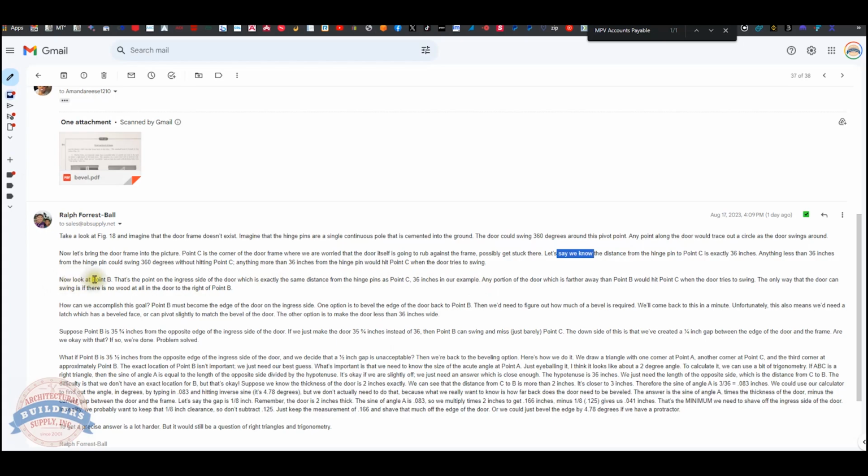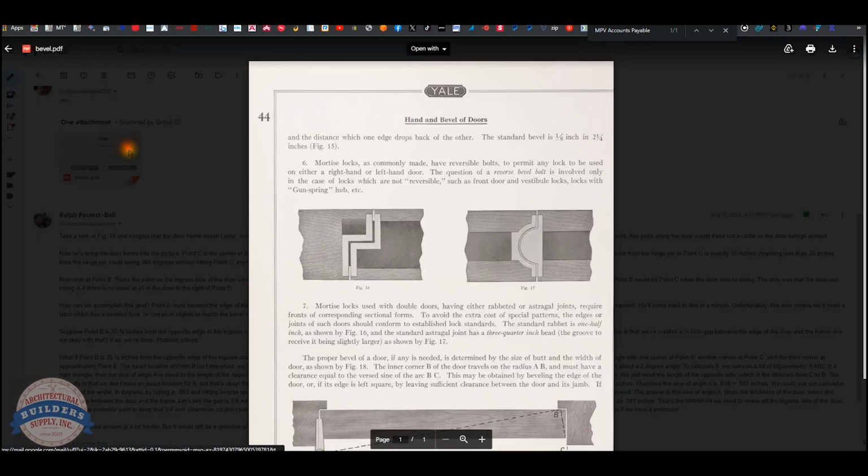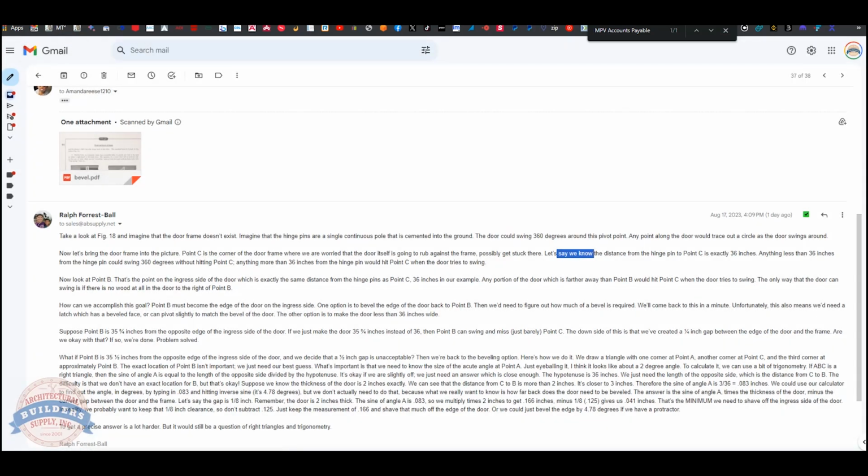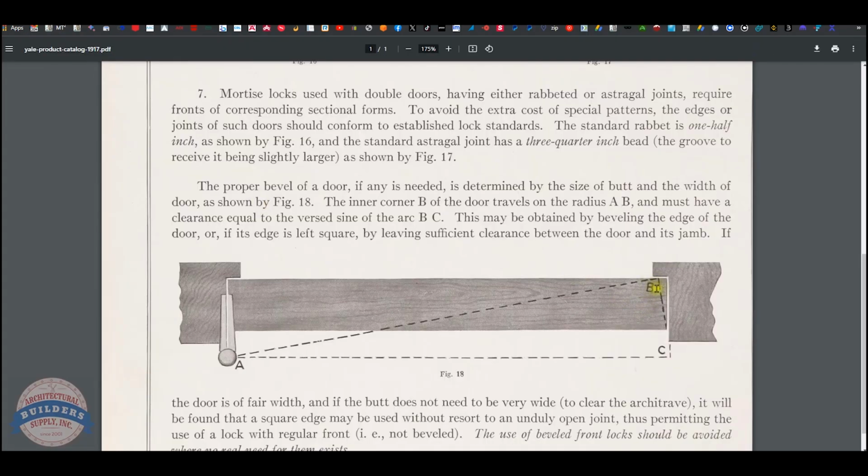Now look at point B. That's the point on the ingress side of the door, which is exactly the same distance from the hinge pin as point C. So Ralph is saying, point B is the same distance as point C from the hinge pin. Interesting. So I think what he's saying is the rays AC and AB are the same length. Okay, let's go with that.